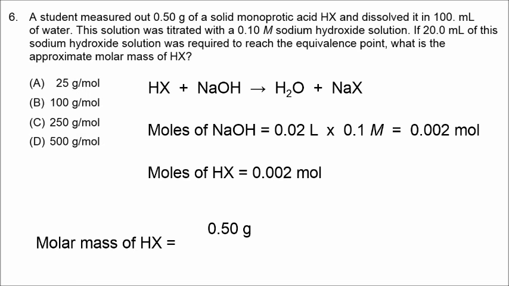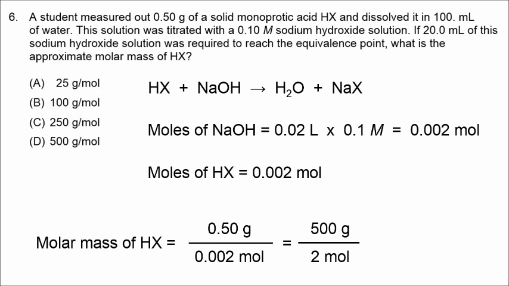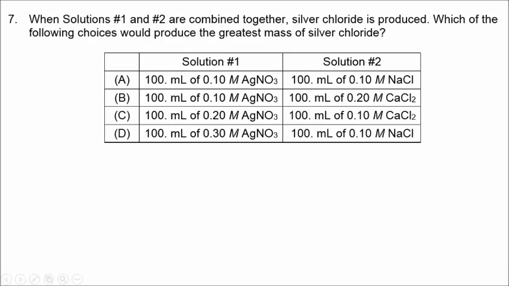And since mass divided by moles will give us the molar mass, we're doing 0.5 divided by 0.002. If this mental math seems too challenging, let's multiply the top and the bottom by 1,000. Let's move the decimal 3 spaces to the right. So now this ratio becomes 500 over 2, and the correct answer is 250 grams per mole, which is C. All right, this is question 7.